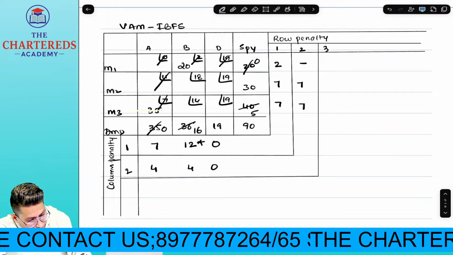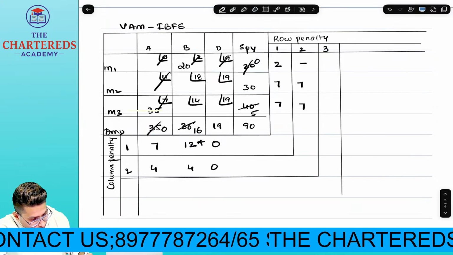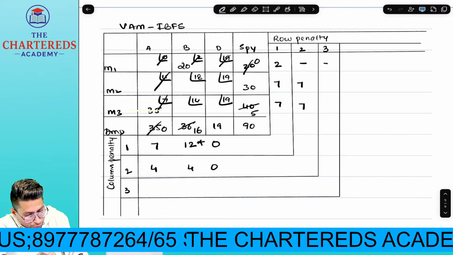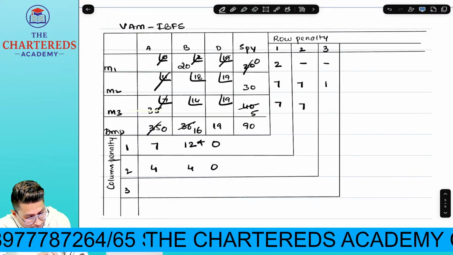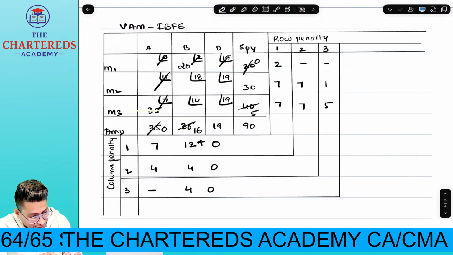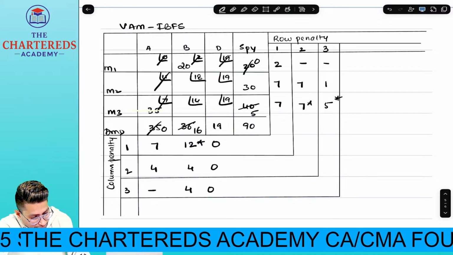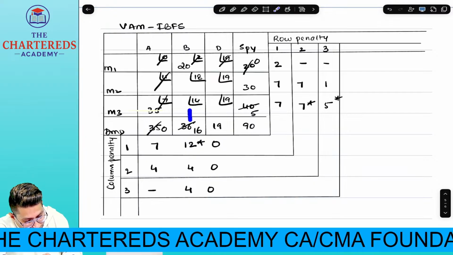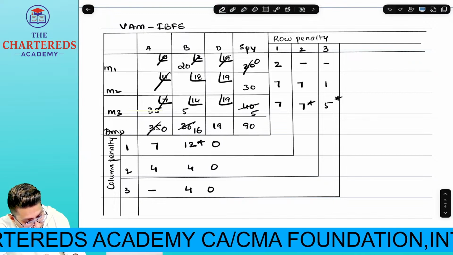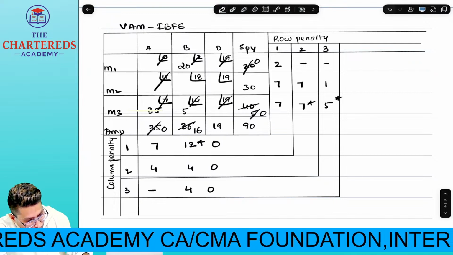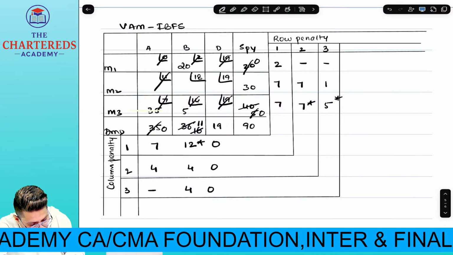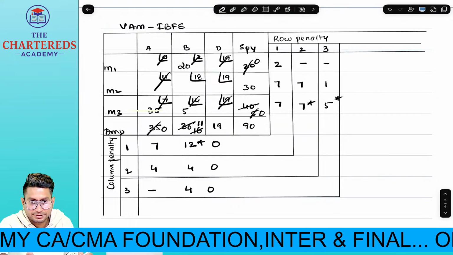Penalty number 3. Here I cannot do allocation. Here it is 1. Here it is 5. Here I cannot do. Here it is 4. Here it is 0. So here I will allocate. So 5, here I should allocate how much? 5. This will become 0 and this will become 11. Now I think penalties are not required.